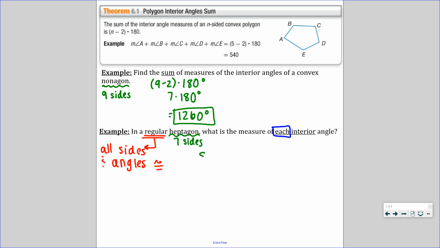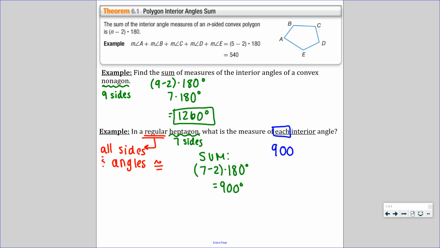Let's start there. The sum of all the interior measures would be my number of sides minus 2 times 180, and that's 900. But that's not what they're asking me to find. How would I find the measure of each interior angle? Cameron? Divide by 7. If there's 7 sides, are there going to be 7 angles? Yes. Think of a triangle. 3 sides, 3 angles. Heptagon, 7 sides, 7 angles.